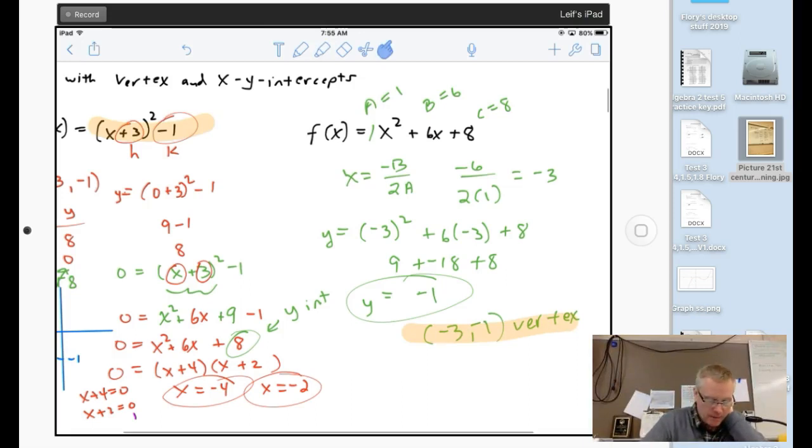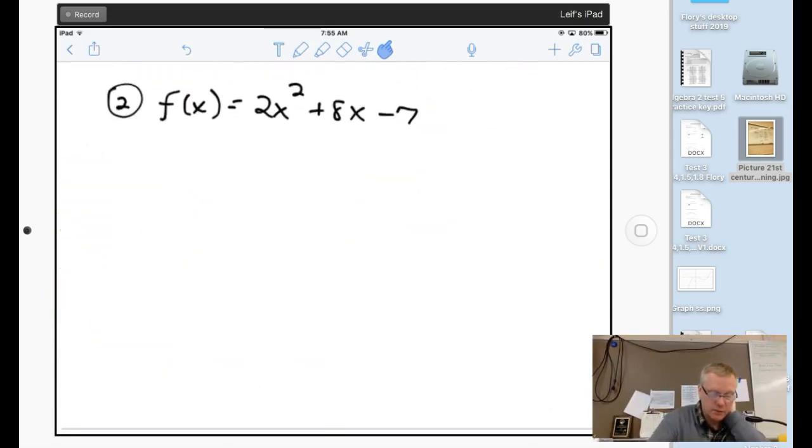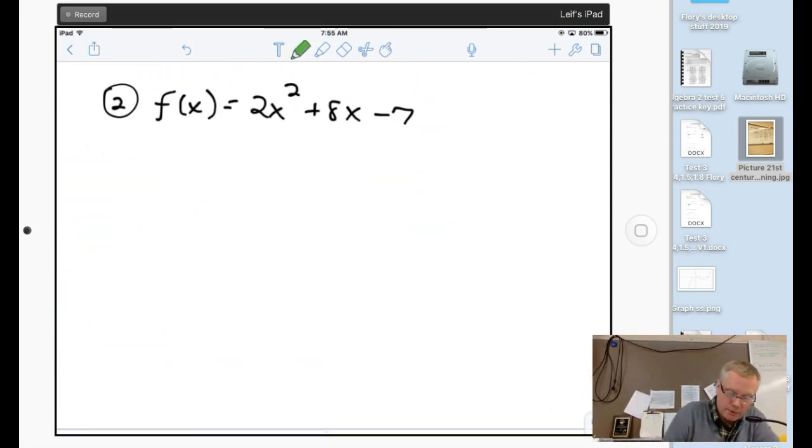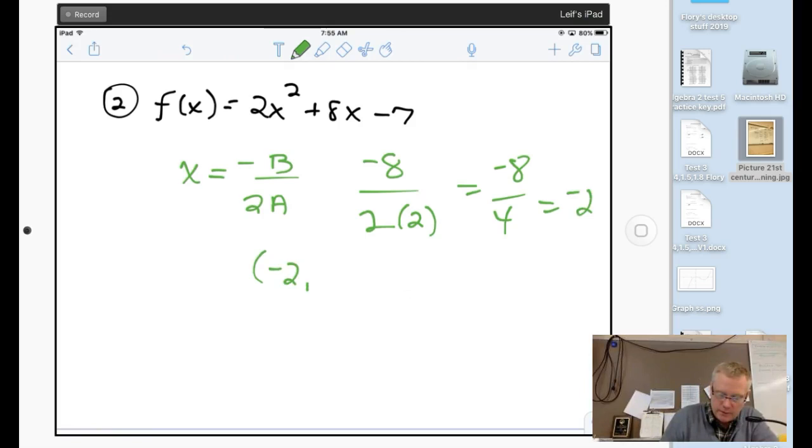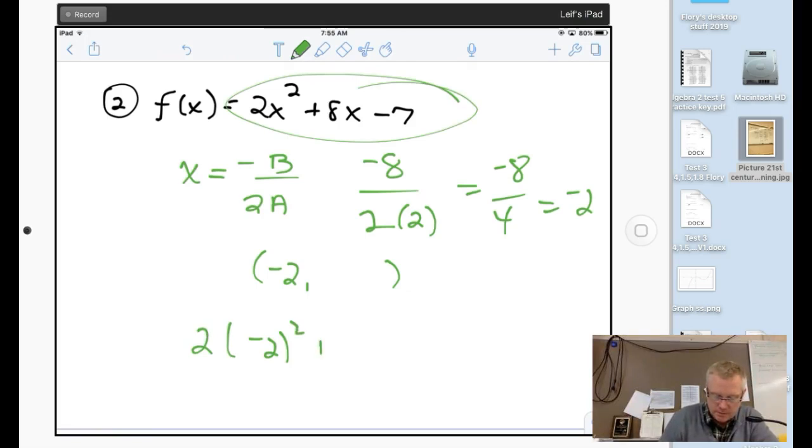All right, next one. This one, they gave it to me in standard form. So I'm going to have to use the vertex formula first because that's what I want to know. X equals -b over 2a. B is 8. A is 2. So I get -8 over 4, which is -2. So that's my x-coordinate. Now to find the y-coordinate, I plug that -2 back in here for my x.